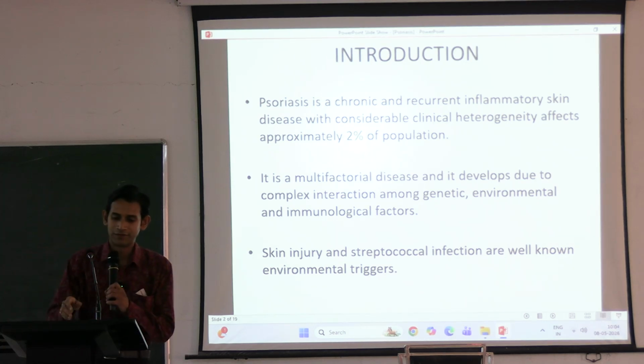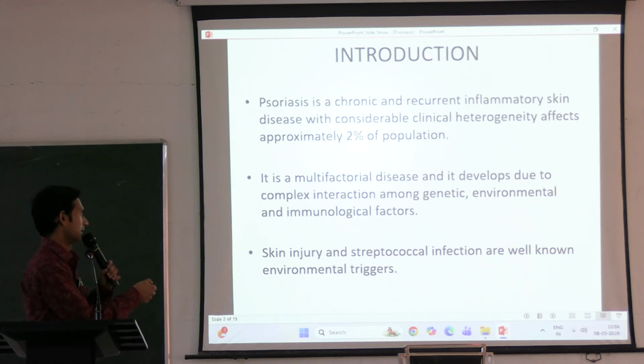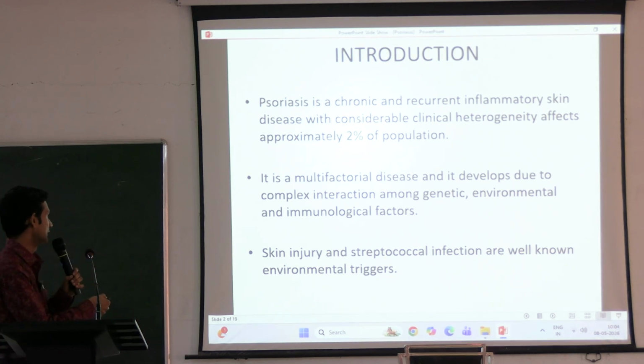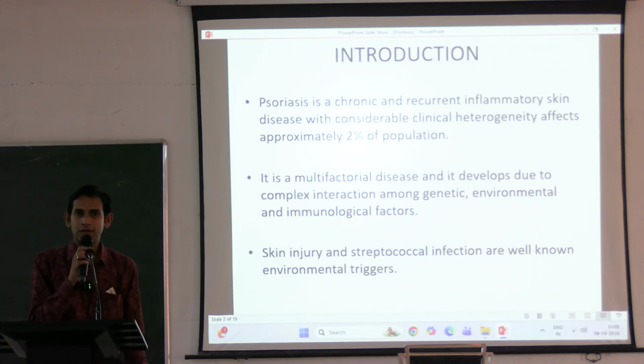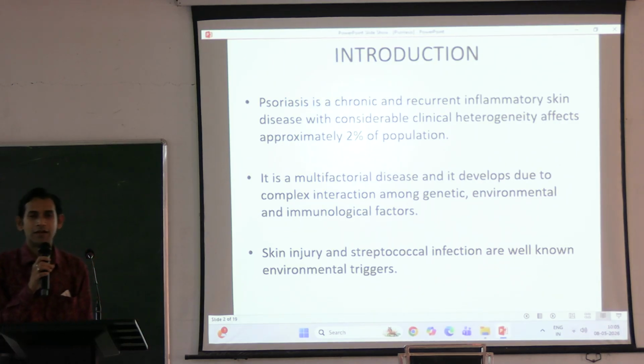So, this definition is the most important: it is a recurrent inflammatory skin disease with considerable clinical heterogeneity affecting approximately 2% of the world population. So, psoriasis is a multifactorial disease.